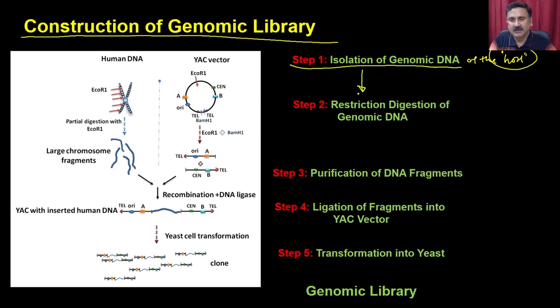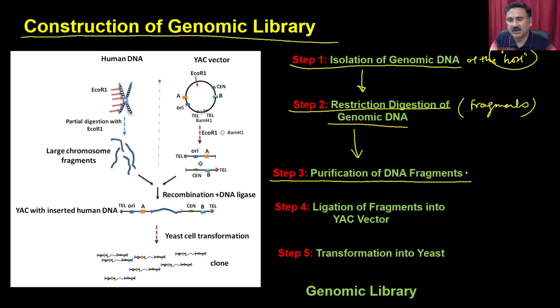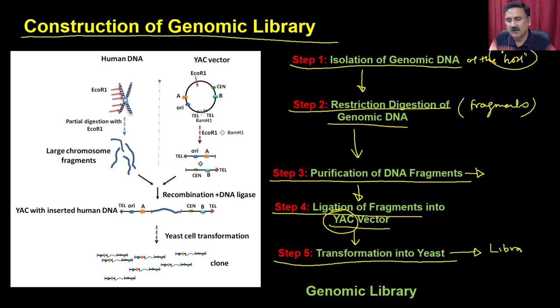Then you are going to do the restriction digestion of the genomic DNA, or in general, you are going to make the fragments. Then in step three, you are going to purify these fragments so that you can use them, and then you are going to ligate these fragments into a suitable vector. In this case we have taken an example of a YAC vector, and then in step five, all these are going to be transformed into the yeast so that you get a library of clones. Once you have the library of clones, that is going to give you a genomic library, which represents all the genes present in this particular organism.